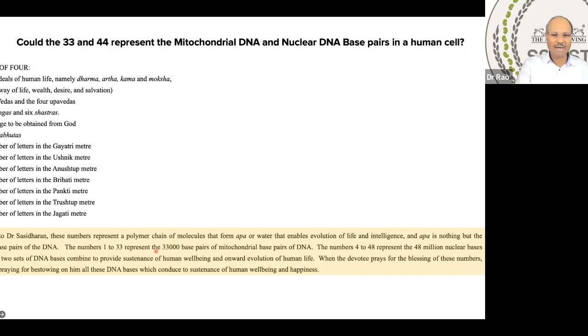And there are some people who talk about this 33,000 pairs of mitochondrial DNA. That is why it stops at 33. And then the 44, that is actually, it starts from one, therefore 44 million nuclear bases which are there in the nuclear DNA, the base pairs.